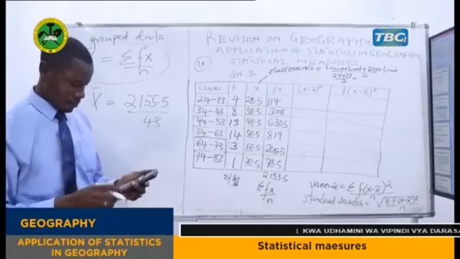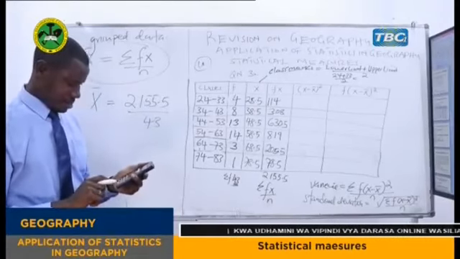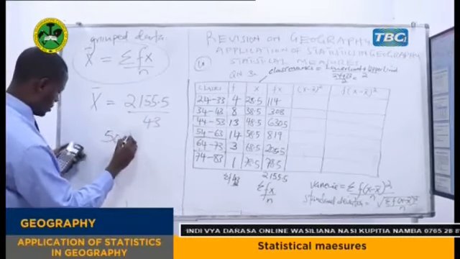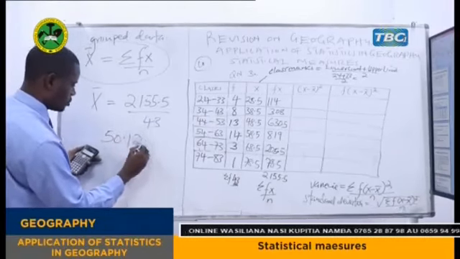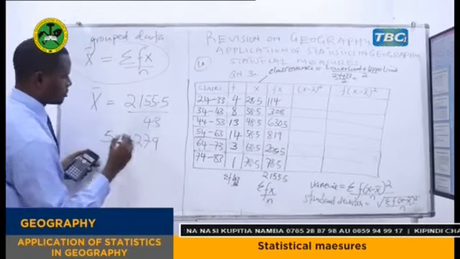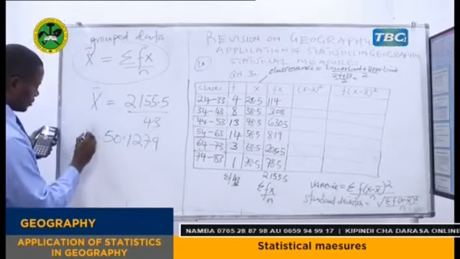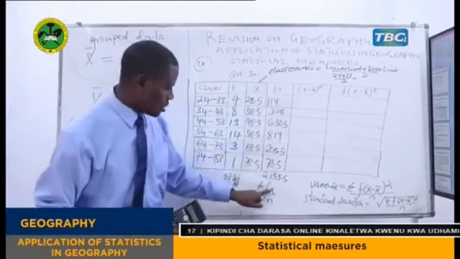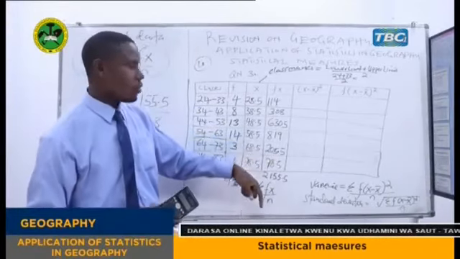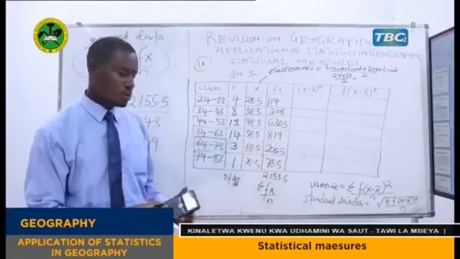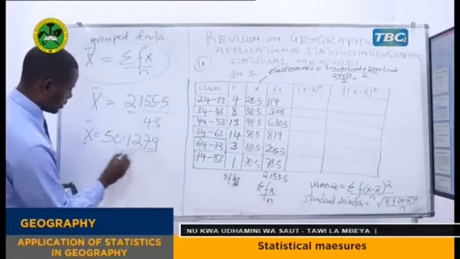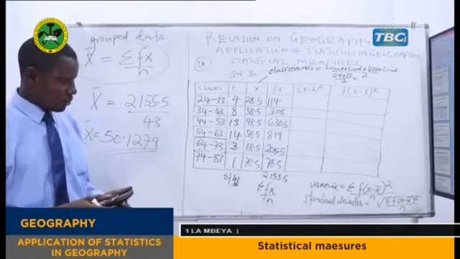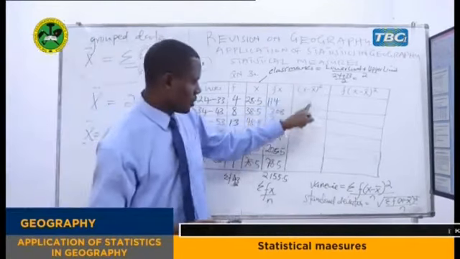So if we divide by 43, we'll come up with 50.1279. So this is our mean. So already we have the mean for the class. So the mean for the score, or for the geography scores, was supposed to be what? 50.1279. So from there we go to the next column, because we should fill that column.